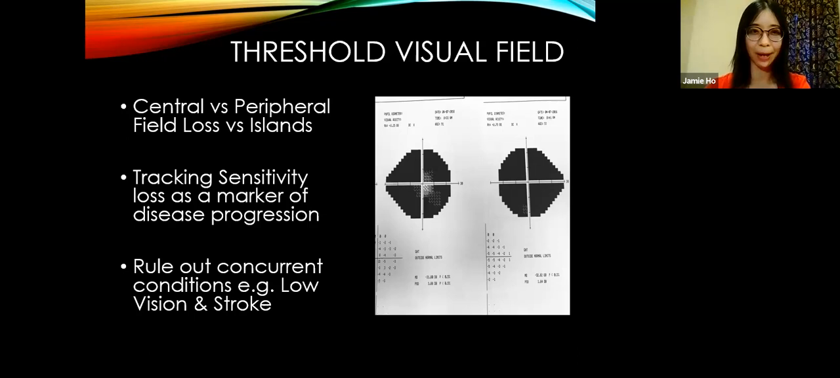Okay. So for threshold fields, we can use this as tracking sensitivity as a marker of disease progression, like in glaucoma. And as I mentioned before, we really want to rule out concurrent conditions like stroke. And I have quite a few patients who have both low vision and also have had a stroke. Central and peripheral field loss. Okay, so we're going to talk a little bit about this.